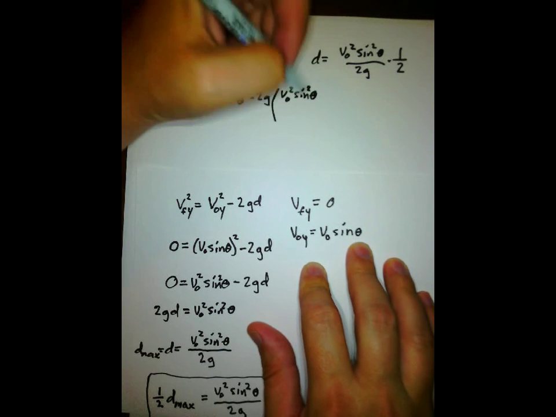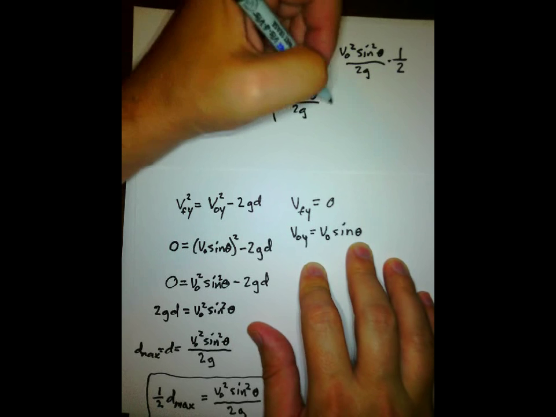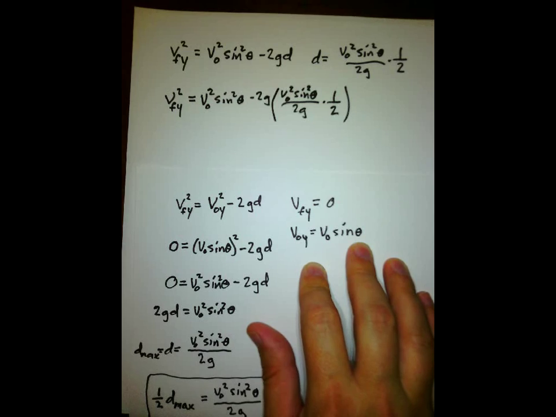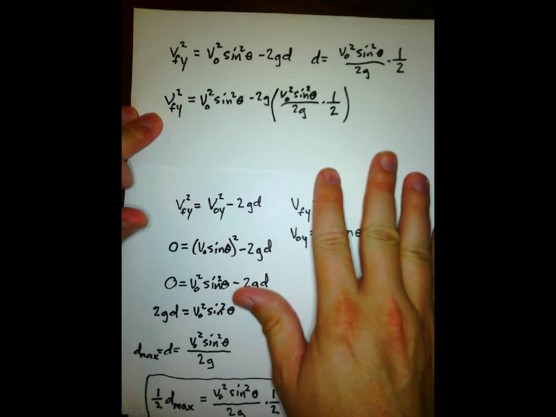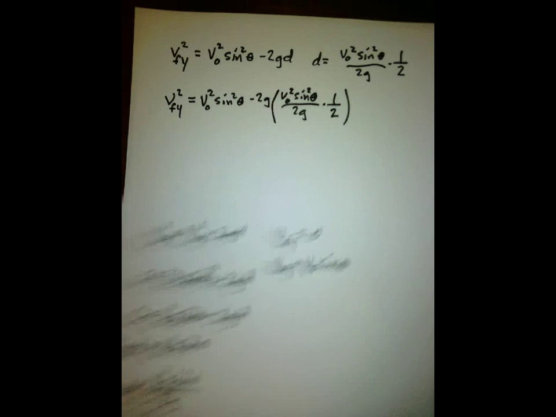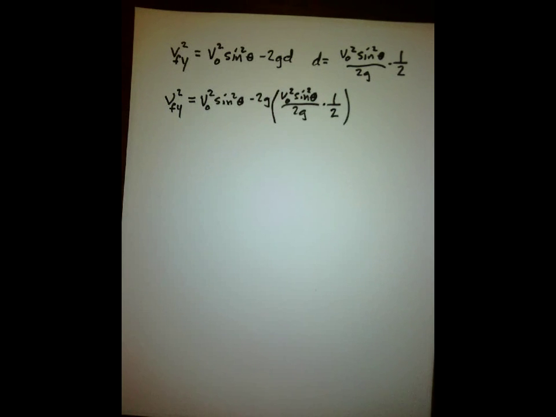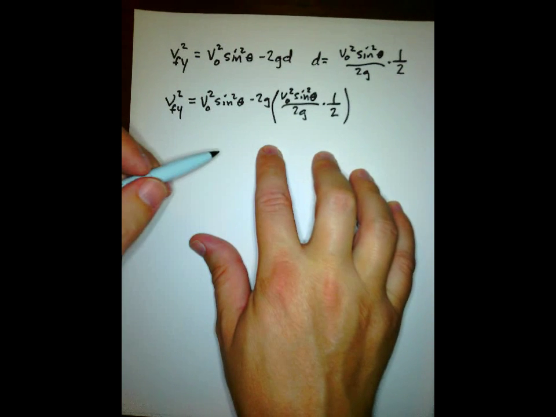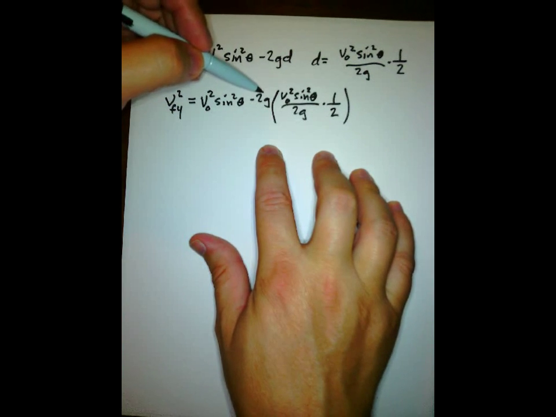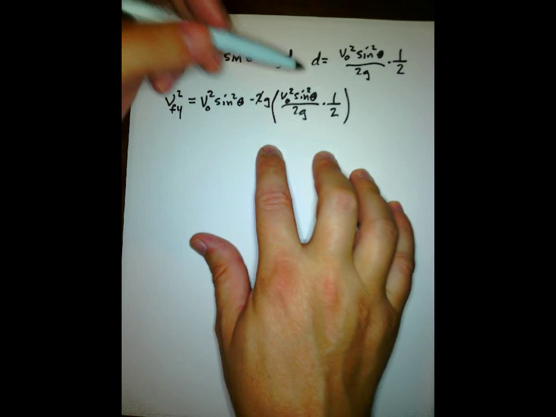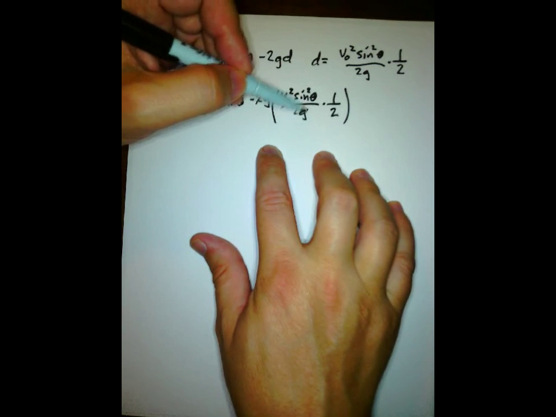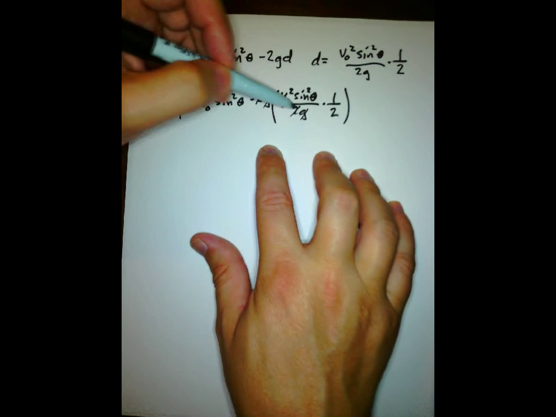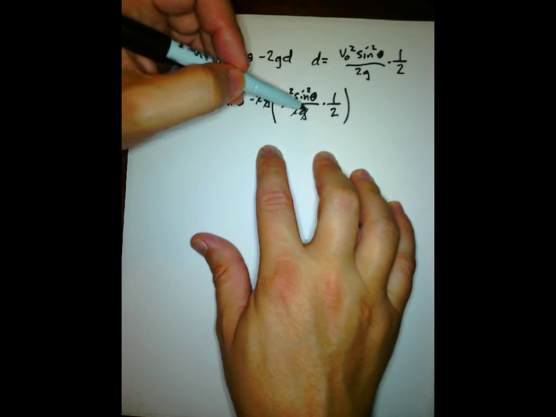Oop, can't forget the squared over 2g times 1/2. Okay, so let me get this out of the way. So now we see that some things cancel here, right? I got a 2 on the top, and I have a g on the bottom, and a g on the top. Oh, and this 2 on the bottom, so I canceled the 2 and the 2, and the g and the g.